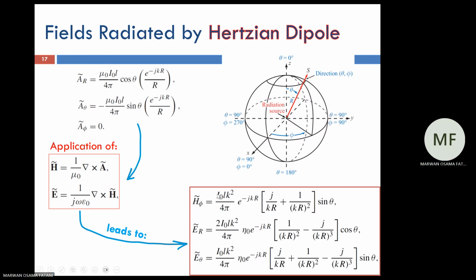We have, as I said before, the electric field and magnetic field are proportional to I, the current, and the length, and we have the decaying factor multiplied by sine theta.